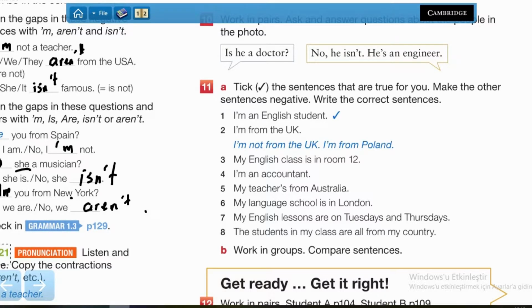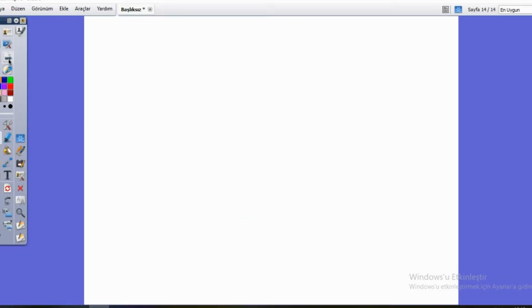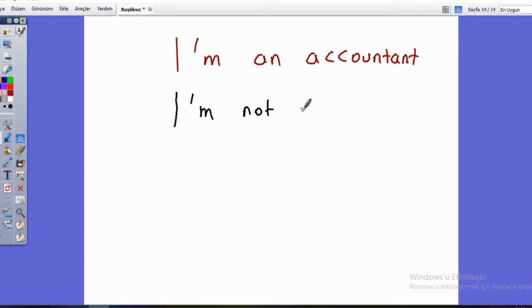And the next one. I'm an accountant. Let's write it. I'm an accountant. Am I an accountant? Not really. So it is not true for me. Let's make it negative. I am not an accountant.